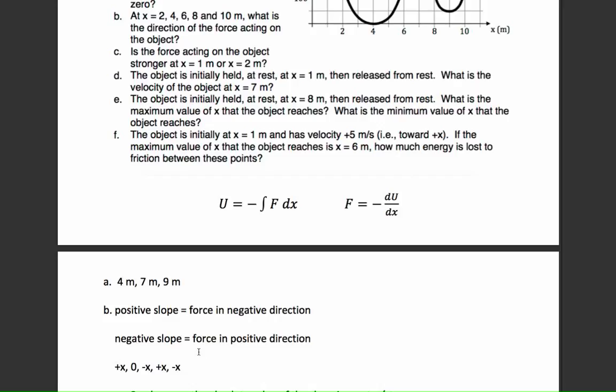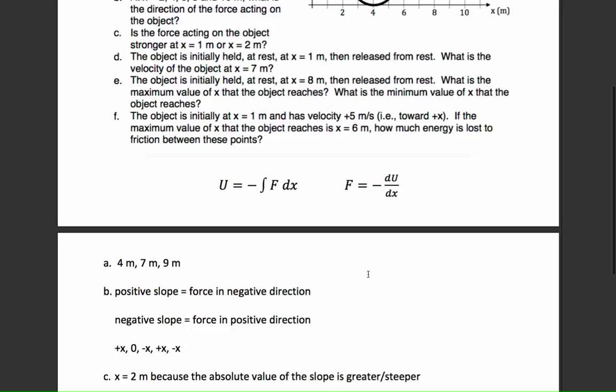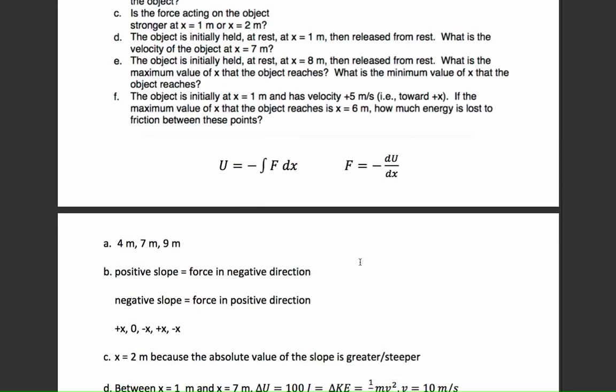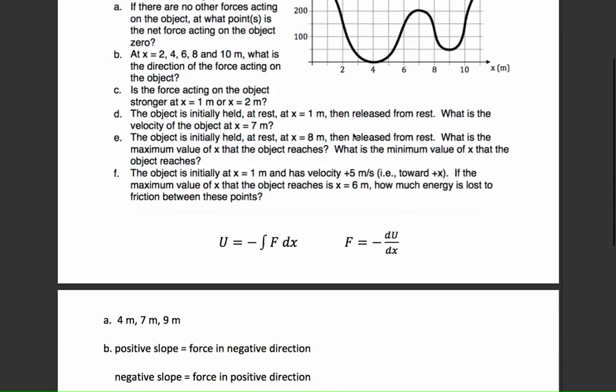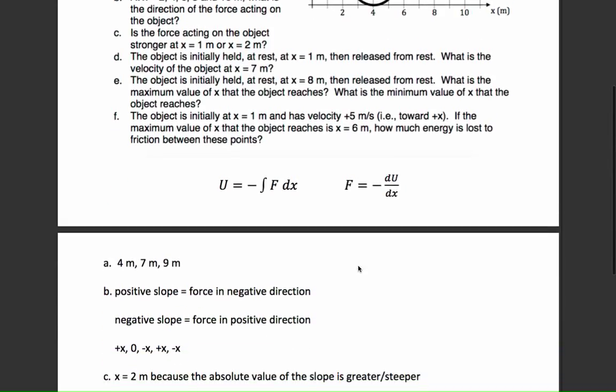Now for problem C, is the force acting on the object stronger at x equals 1 meter or x equals 2 meters? That's very simple. It's at x equals 2 meters because the absolute value of the slope is greater, or steeper, than it is at x equals 1 meter. At x equals 1, it's kind of steep, but at x equals 2, you can see a much bigger vertical drop in the slope. So at x equals 2, the force is much stronger.